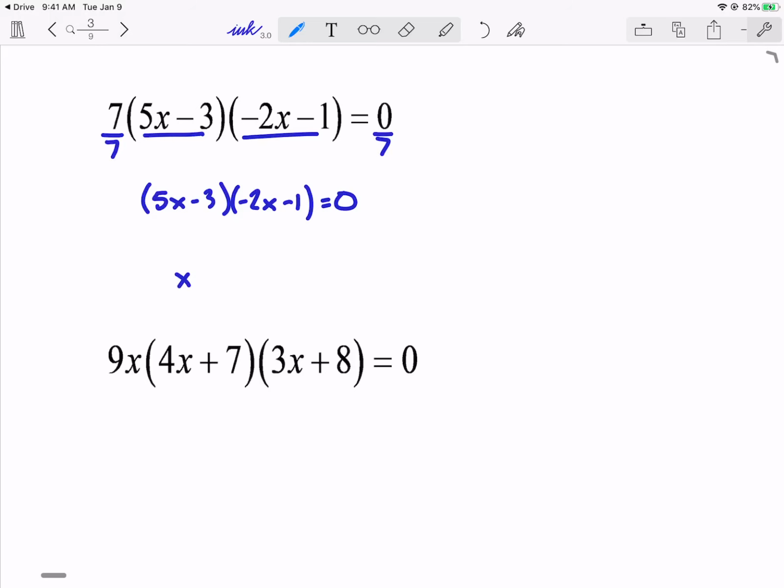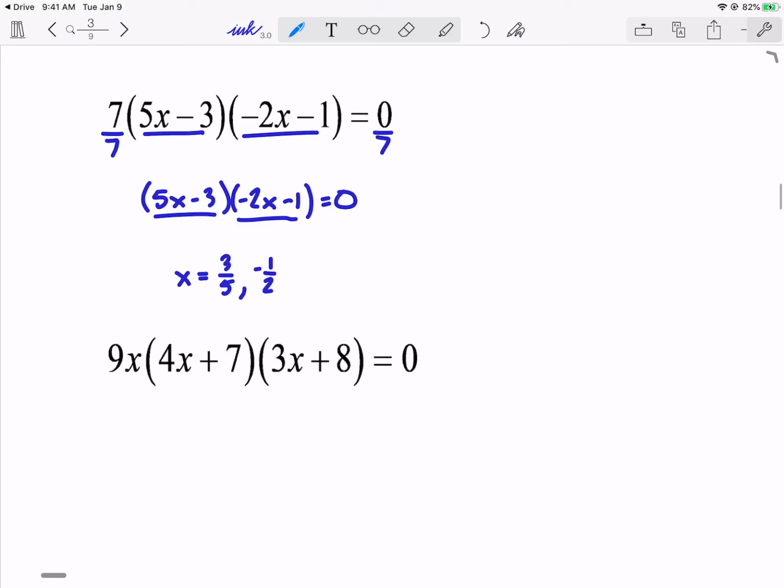Now if I solve each of these, the 5x minus 3 set equal to 0, I'm going to add 3 and divide by 5. And then for the negative 2x minus 1, I'm going to add 1 and divide by a negative 2. So I get negative 1 half. Now, on this very last problem, this is where I want you to notice the difference between the two that you see on the screen right now. On the last one, there's an x in addition to the 9. Now I can divide both sides by 9, so I divide this whole side by 9 and this whole side by 9, and I get 0 on the right, but that x is still out front.